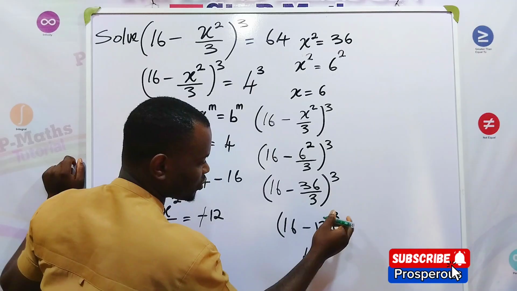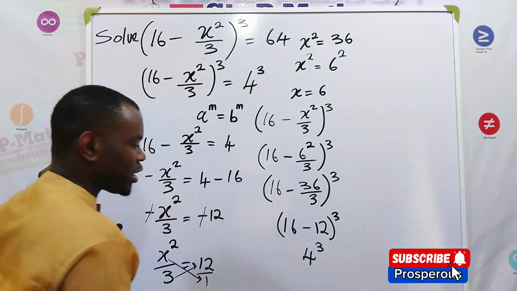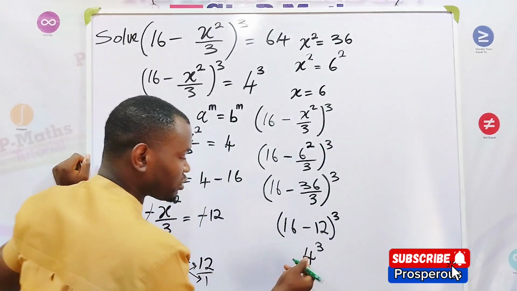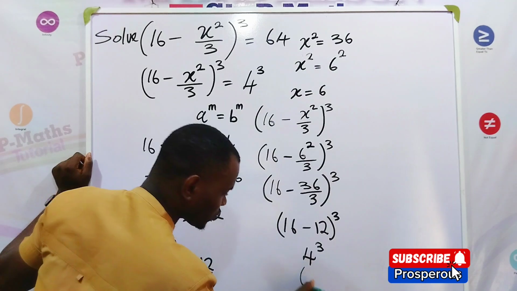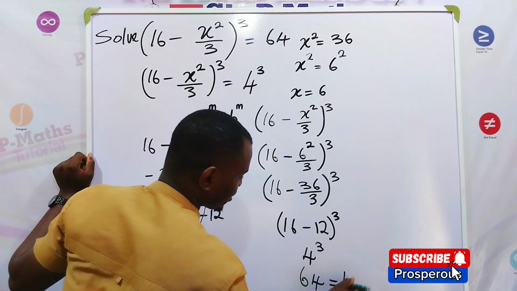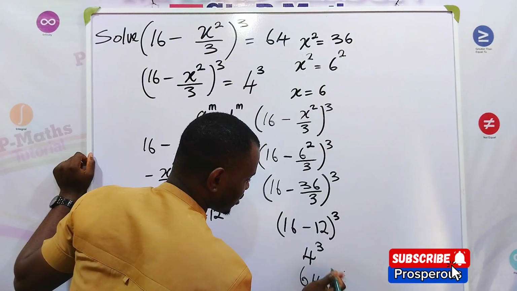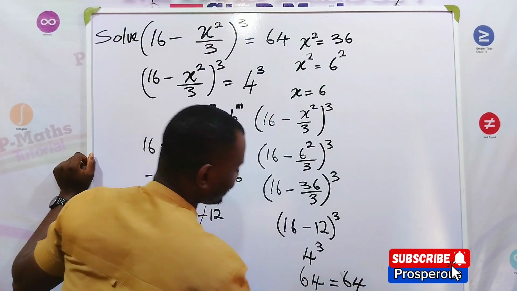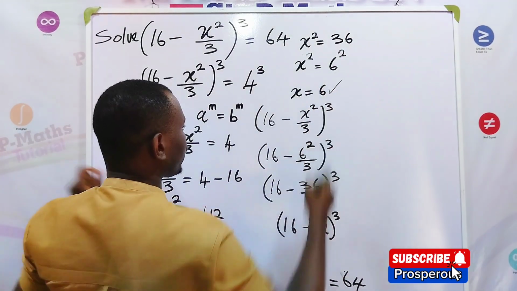So we have 4 raised to the power of what? 3. And you can bear witness with me that 4 raised to the power of 3 is 64. So we have 64 for the left-hand side, which is equal to the right-hand side, that is 64. So the value of x is true for 6.